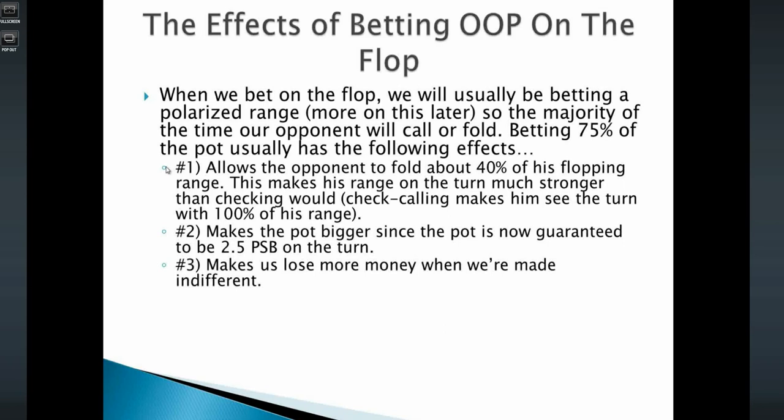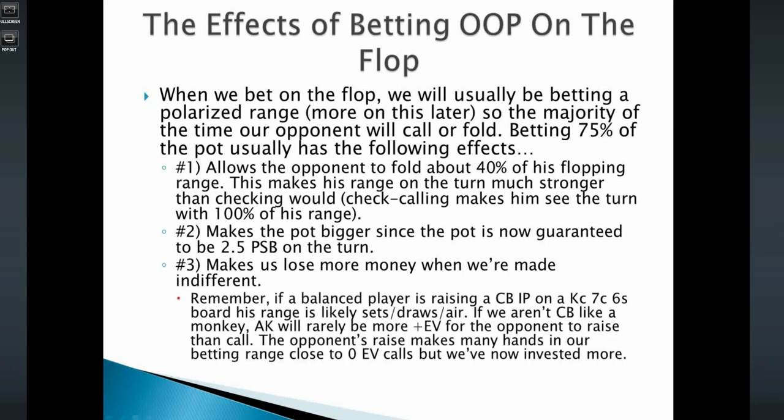So if we check and our opponent bets and our hand is a 0 EV bluff catcher, we lose less because we've invested less money in the pot. If we bet and get raised and our hand is a bluff catcher, then we have now lost more money because we've invested more money in the pot. Remember, if a balanced player is raising a c-bet in position on a 7 of clubs, king of clubs, 6 of spades board, his range is likely sets, draws, and air. If we aren't continuation betting like a monkey, ace-king will rarely be more plus EV for the opponent to raise than call. The opponent's raise makes many hands in our betting range close to 0 EV calls, but we've now invested more.